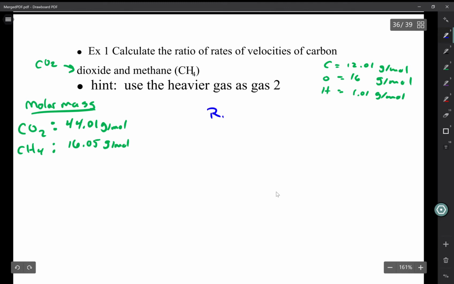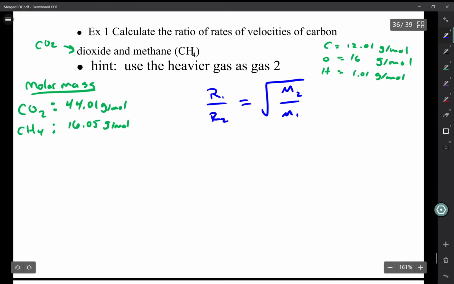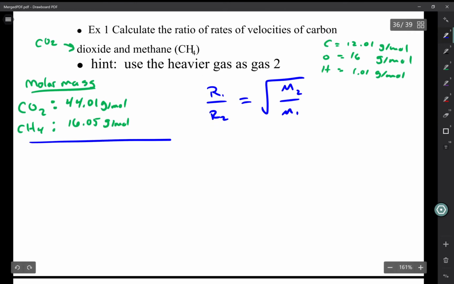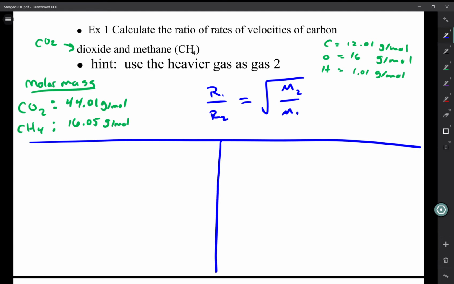All right, so we're going to use our equation. Remember, R1 over R2 equals the square root of M2 over M1. Now a little hint here: use the heavier gas as gas 2. We'll do it both ways so you see the answers, and see how, even though they're different answers, they essentially mean the same thing. So we're doing the heavier gas as gas 2. That's this one, number 2, and this one's number 1.